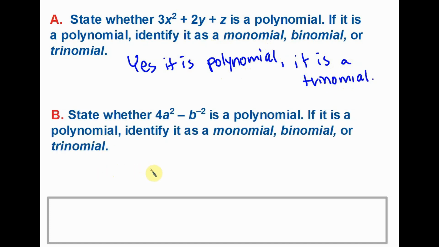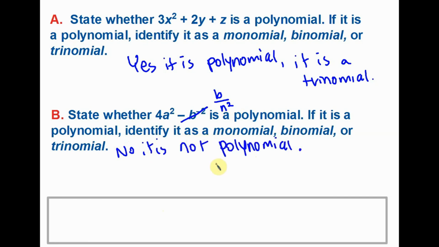Part B: state whether 4a squared minus b to the negative second power is a polynomial. If it is a polynomial, identify it as a monomial, binomial, or trinomial. So in this case, let's review one more time. 4a squared is a monomial because I have a number with a variable multiplied to each other. This negative b to the negative second power is not a monomial because when you have a negative exponent on the variable, this becomes b in the denominator, over b to the second power. And when you have a variable in the denominator, we do not call it a monomial. So thus, no, it is not a polynomial.